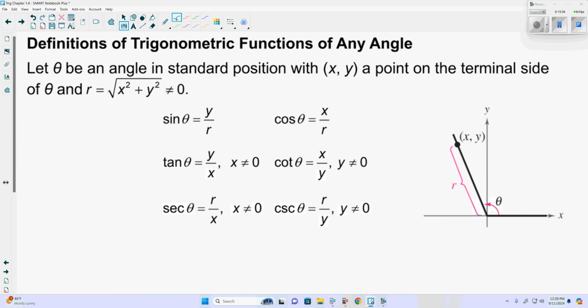Now, definition of trigonometric function of any angle. Let theta be an angle in standard position with x comma y as a point on the terminal side of theta. And r is equal to the square root of x squared plus y squared. That's just distance formula. Or really, we could say Pythagorean theorem also.